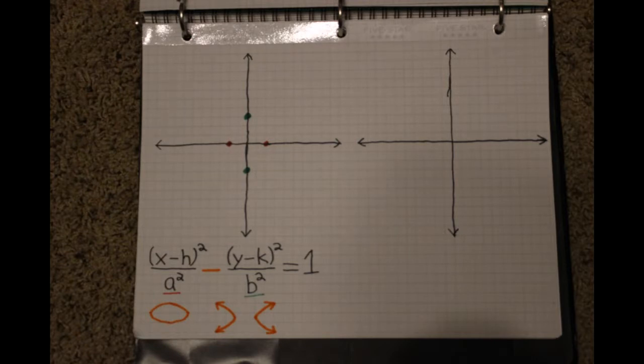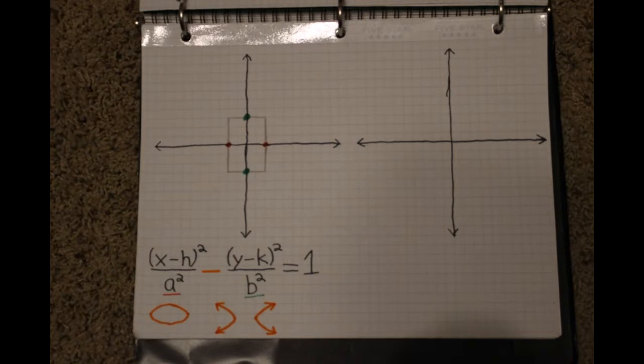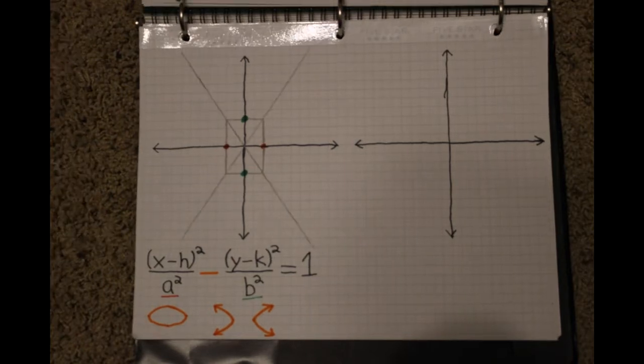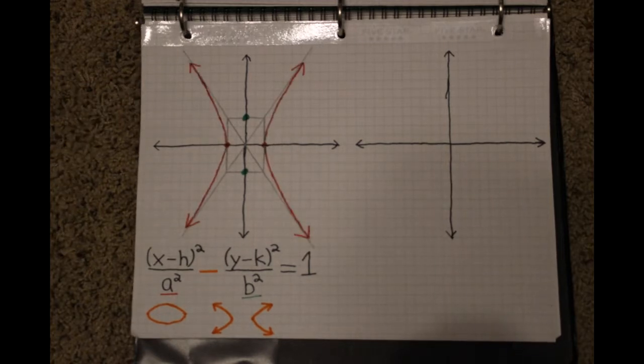Now, here's a little trick. What you can do is draw a box, like this, with these coordinates. And now take a straight edge and draw lines connecting the opposite corners. What we can do now is go from these x-coordinates and trace along these diagonal lines that we've just drawn. This is probably the most accurate way to sketch a hyperbola.